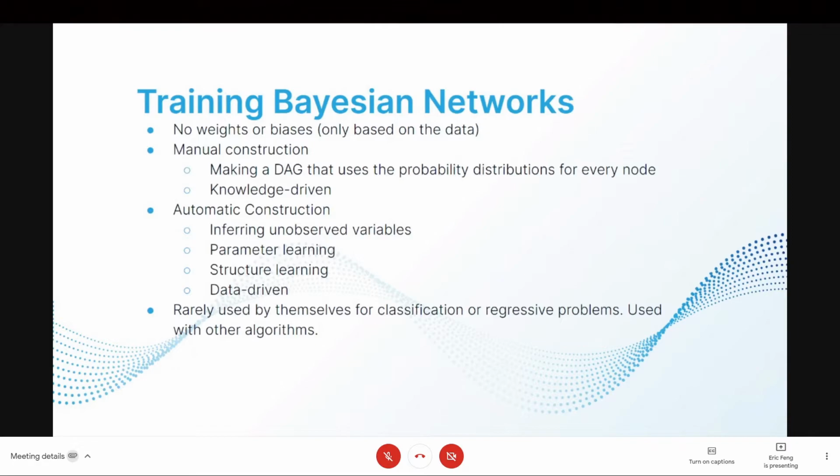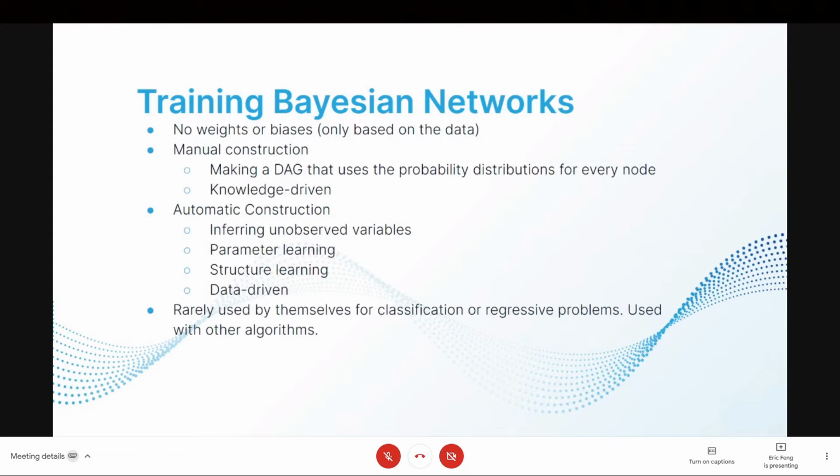In the previous slide, we discussed the general structure in which a Bayesian network, quote unquote, trains. But now we're diving into a deeper understanding of different methods in which we can train Bayesian networks. The first important thing to note is that Bayesian networks do not use weights or biases. It is purely based on the data and updating those distributions. In the same way that a conventional neural network has supervised and unsupervised learning, a Bayesian network has manual construction and automatic construction.